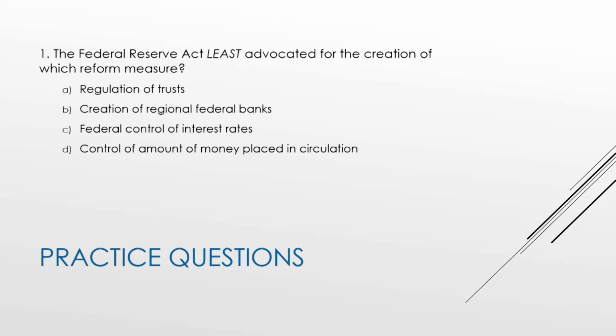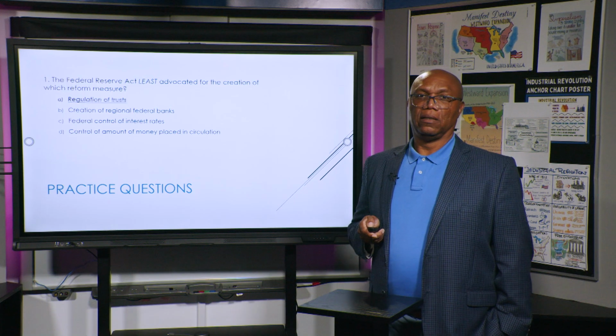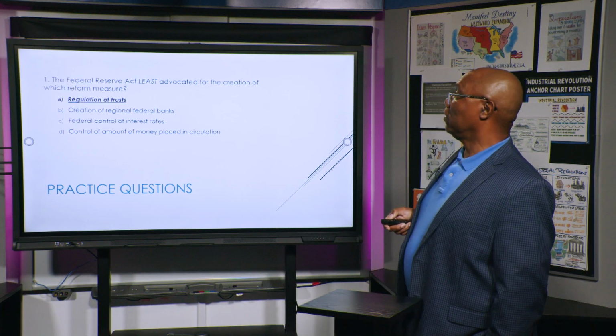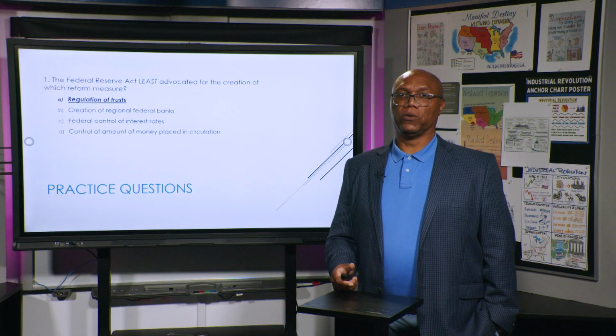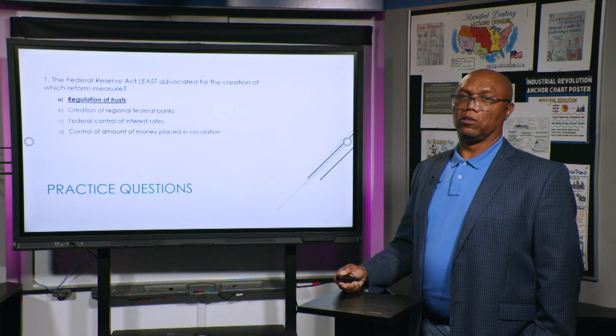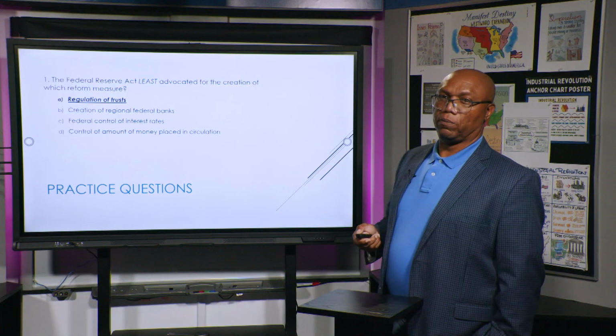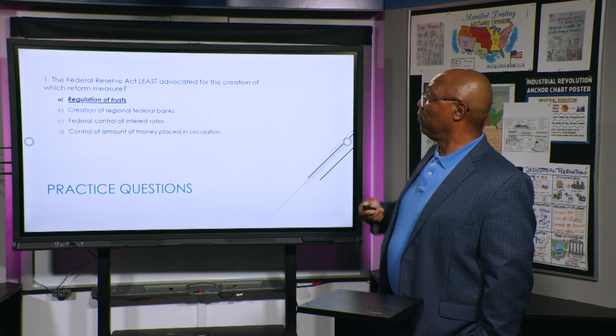Here are some practice questions that you may see, of course, when it comes to the MAP test. The Federal Reserve Act least advocated for the creation of which reform measure? A, the regulation of trusts, B, the creation of regional federal banks, C, the federal control of interest rates, D, the control of the amount of money placed in circulation. Well, the one that the Federal Reserve least did would be the regulation of trusts. Now, Wilson created the Federal Reserve Act, but it had to do with creating those regional banks where money had to be kept and reserved, and all those other things the Federal Reserve did too.